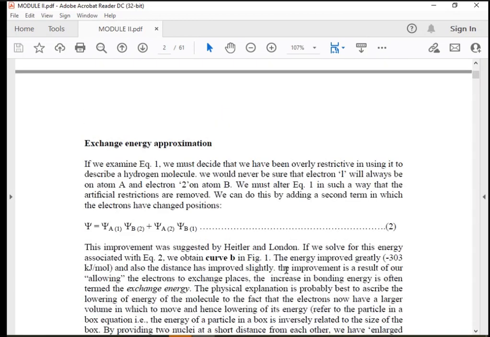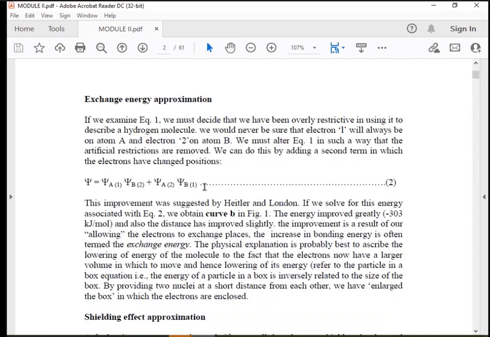Okay, so another combination will come, that means when exchange takes place. Due to the exchange of electrons, you have to represent or add this equation also. Clear? And this was suggested by Heitler and London.